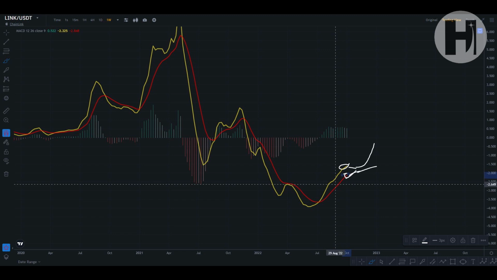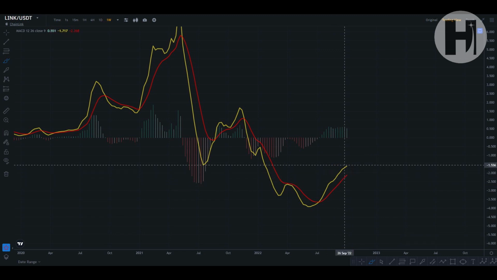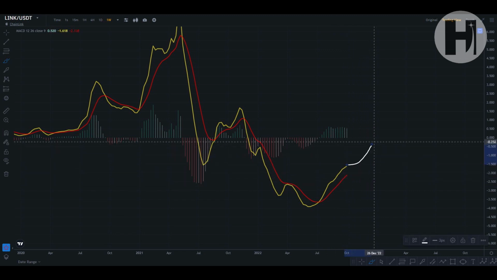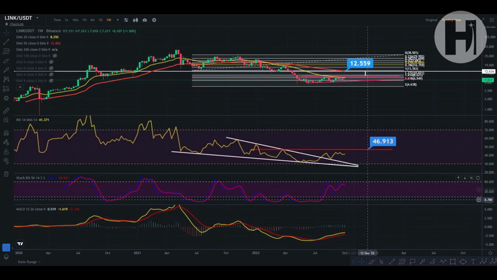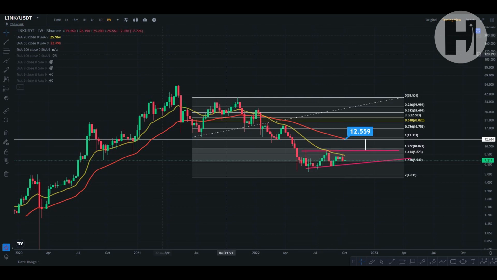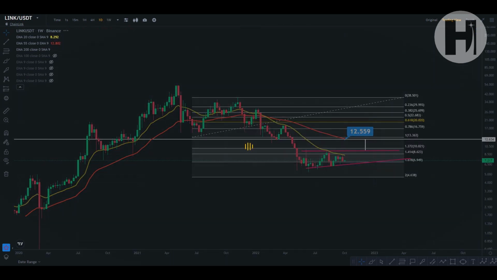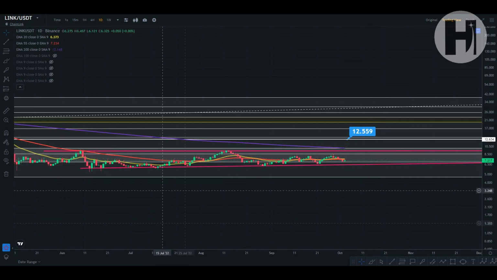So the signal line is the red line, and it just propels you into the month of November, and you have your targets met, and then we start coming back down once again, and then we'll see where we are going to land. But that is it for the weekly chart.